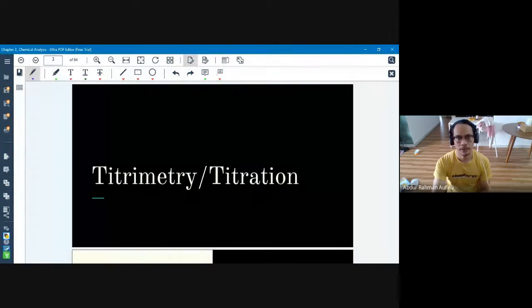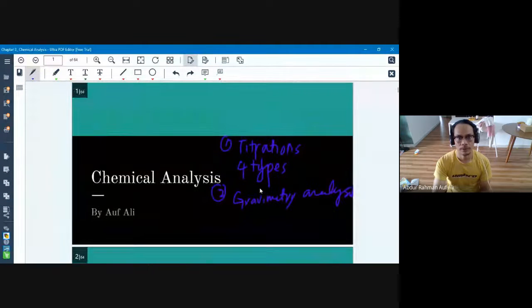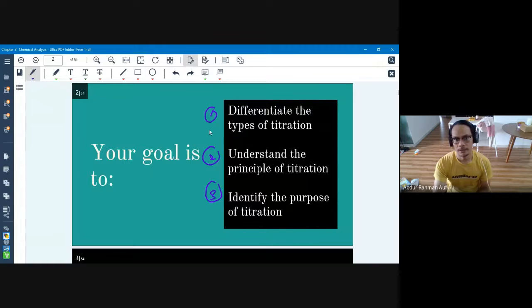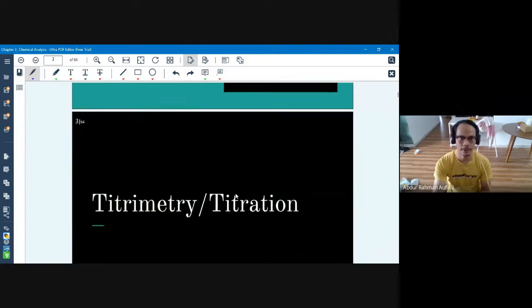Okay. So ini yang saya contoh tadi. This is the lecture note yang saya upload dalam Google Classroom, so everyone can have this. Kita akan tengok two types of chemical analysis kat sini. Titration. Titrations pula ada 4 jenis. And the second chemical analysis adalah gravimetry analysis. These are the outcome of this chapter. Yes, differentiate the types of titration, understand how everything works, and identify the applications of all the analysis.